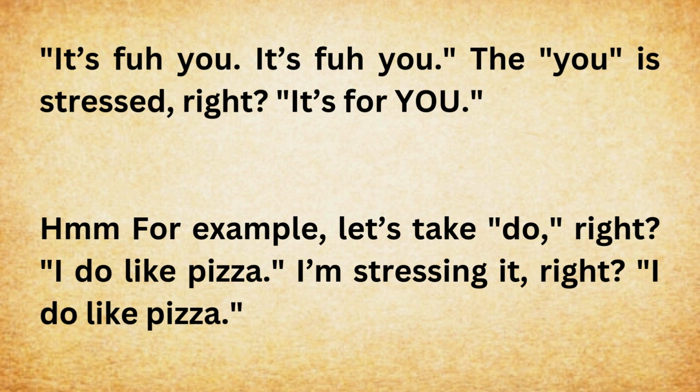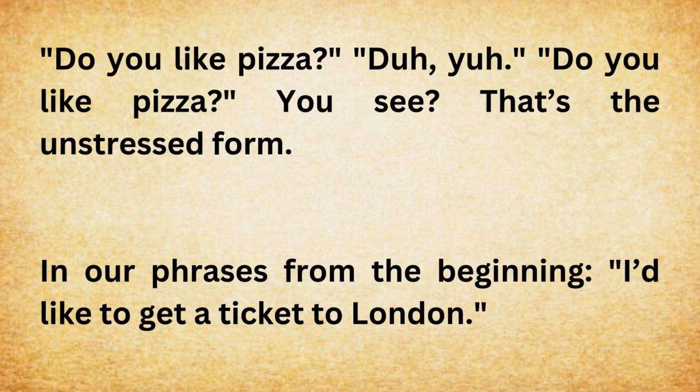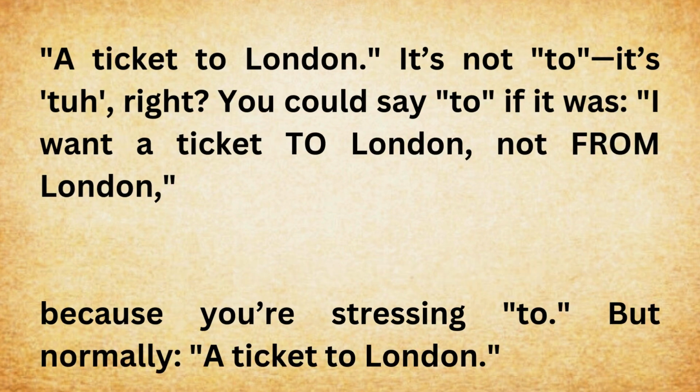For example, let's take do, right? I do like pizza. I'm stressing it, right? I do like pizza. Do you like pizza? You see? That's the unstressed form. In our phrases from the beginning, I'd like to get a ticket to London. A ticket to London. It's not to, it's ta, right?